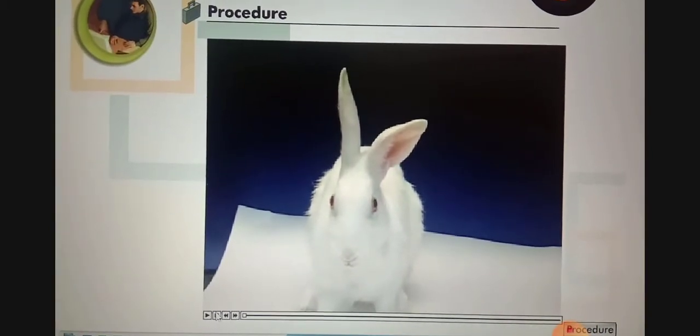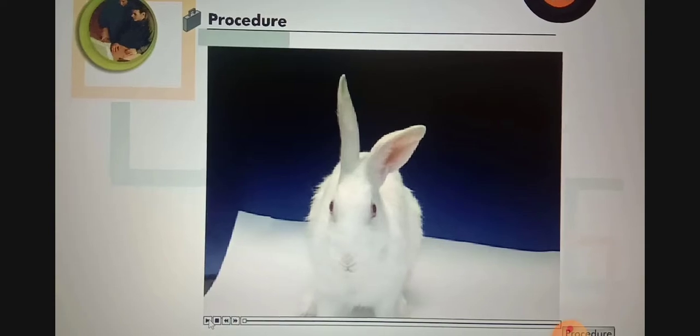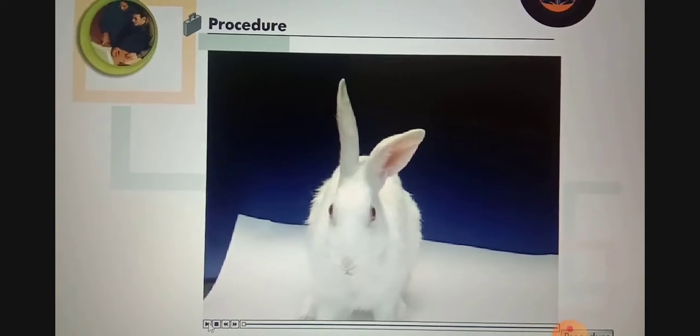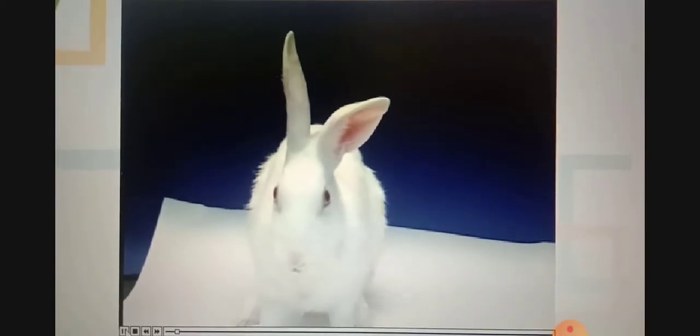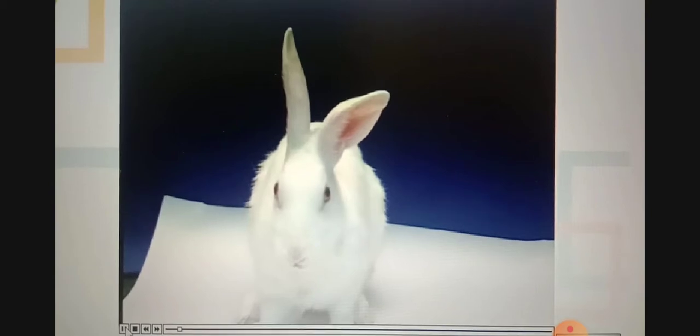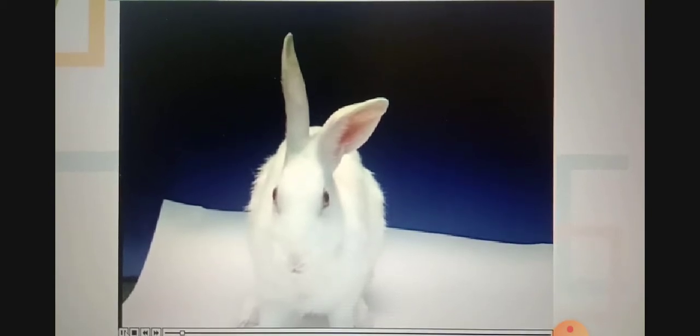Now we can see the actual procedure, that is the effect of mydriatics and miotics on rabbit eye. To study the effect of mydriatic and miotic on rabbit's eye, select an adult and healthy rabbit of either sex. Place it in a rabbit holder properly.